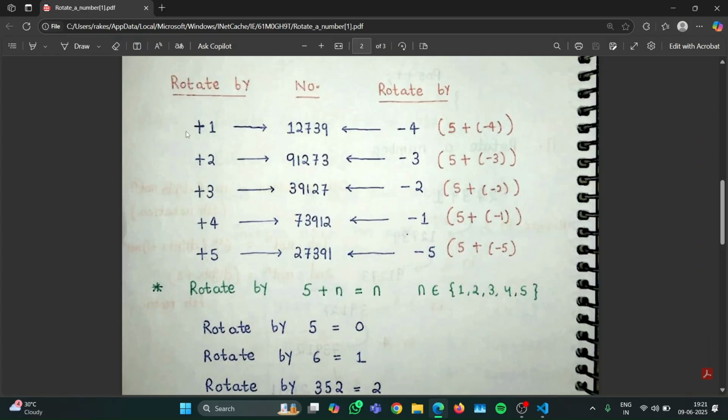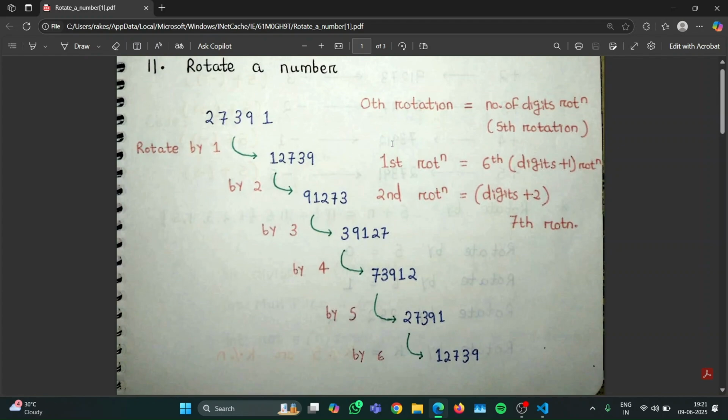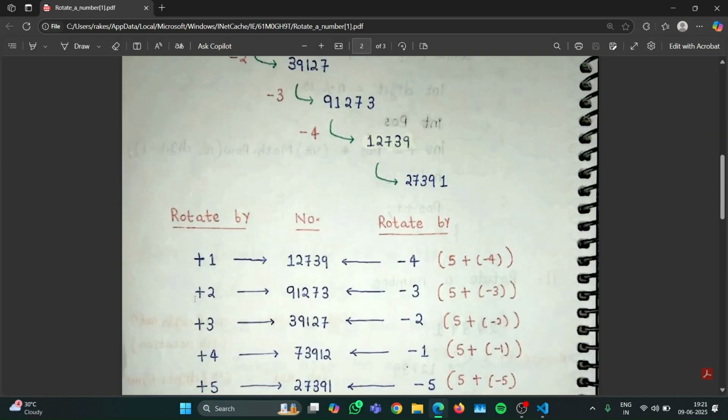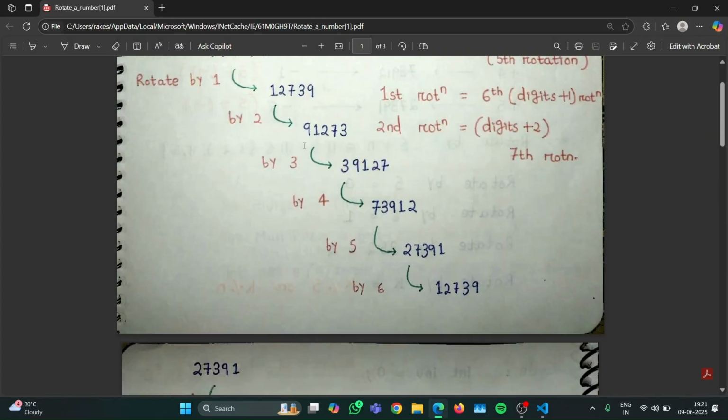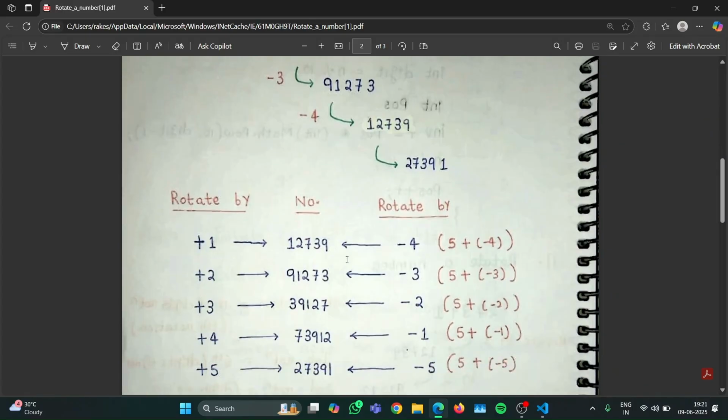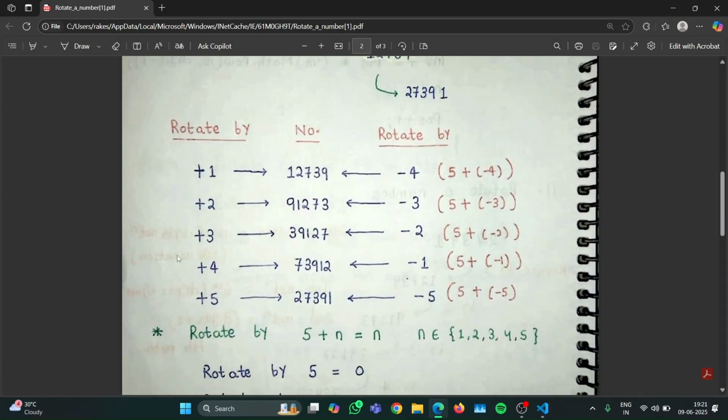When we rotate by plus 1, it is the same as when we rotate by minus 4. Let's see over here. When we rotate by plus 2, it is the same as when we rotate by minus 3. Let's see if it's correct. When we rotate by 2, we get 91273. When we rotate by minus 3, we get 91273. So you can check the remaining rotations as well. You will get the same thing.